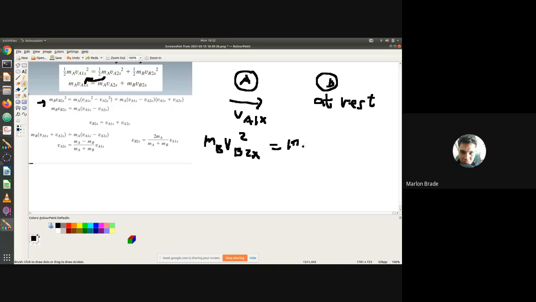Okay, that is capital A, no? MA VA 1x square, and I will get some term which is MA VA 2x square. Right? So, that is the equation we get.